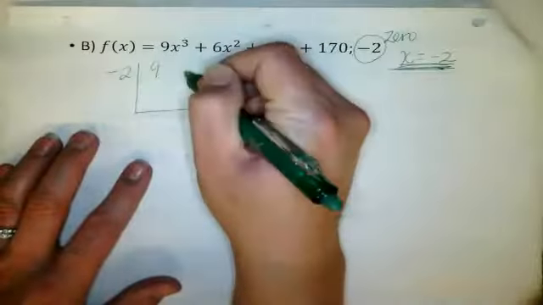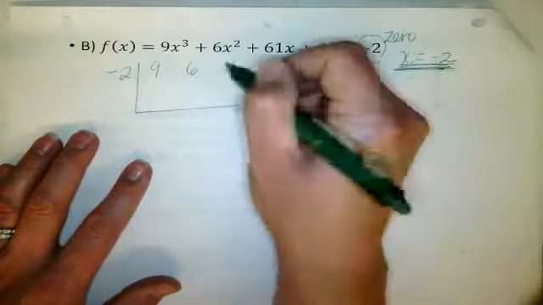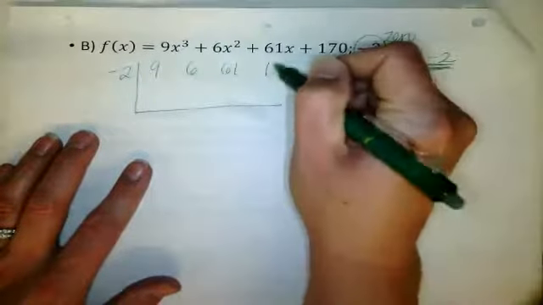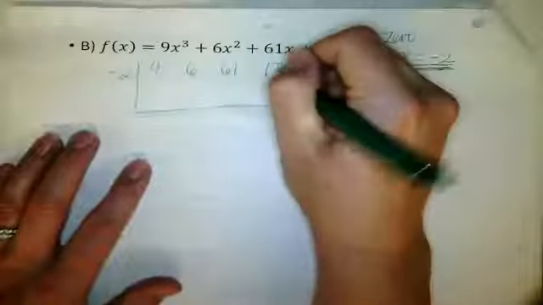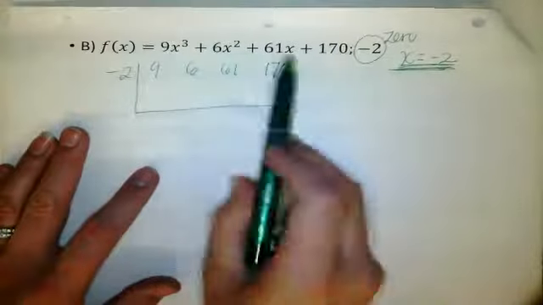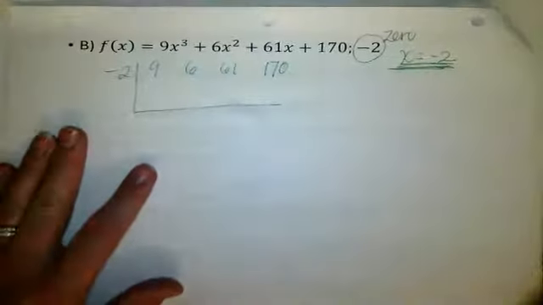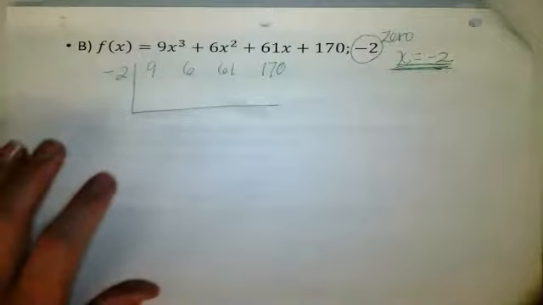9, then 6, then 61, and then 170. Whoops. 170. All the coefficients, we've got all of our x powers accounted for. And then we can fill it in.